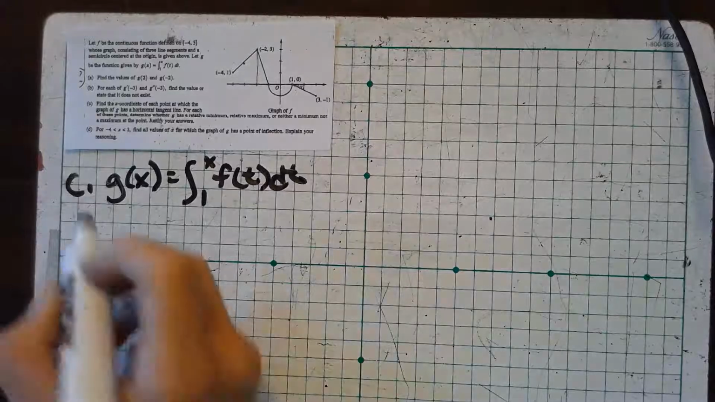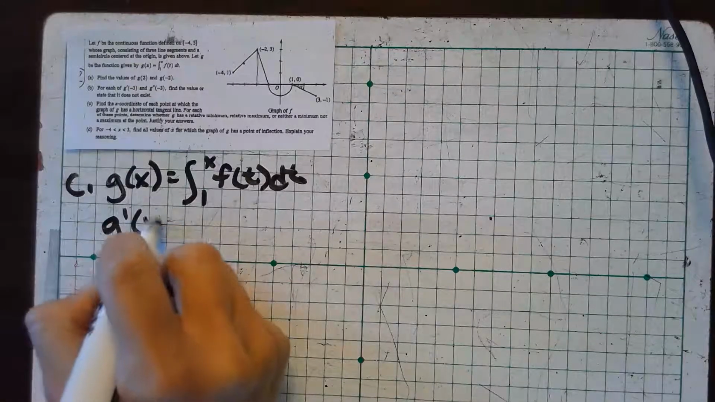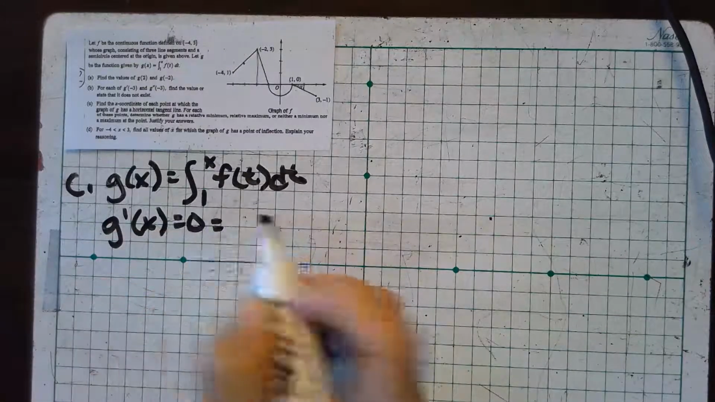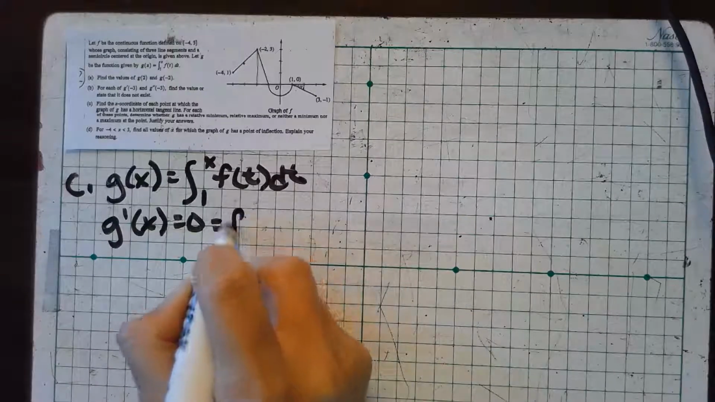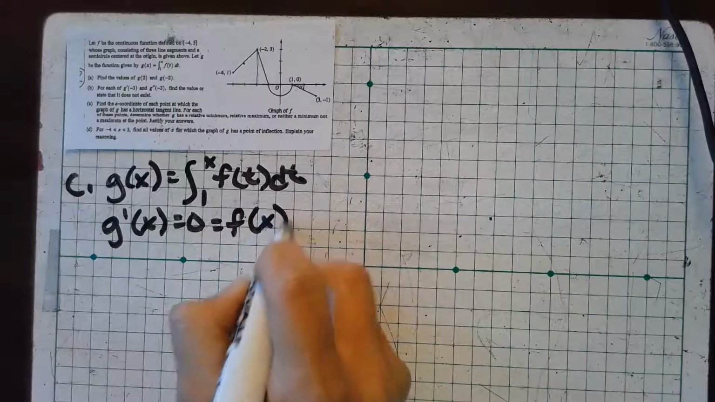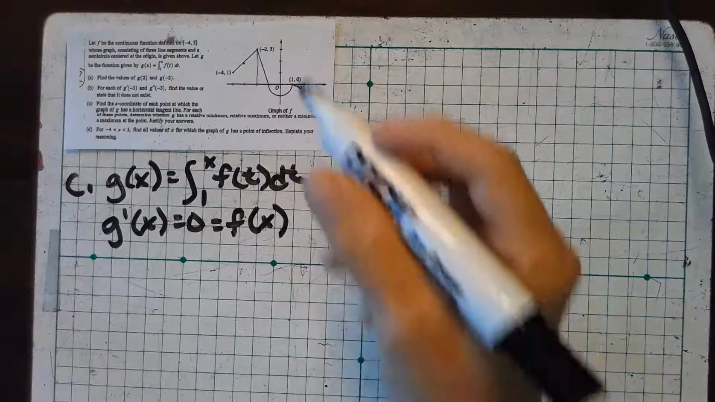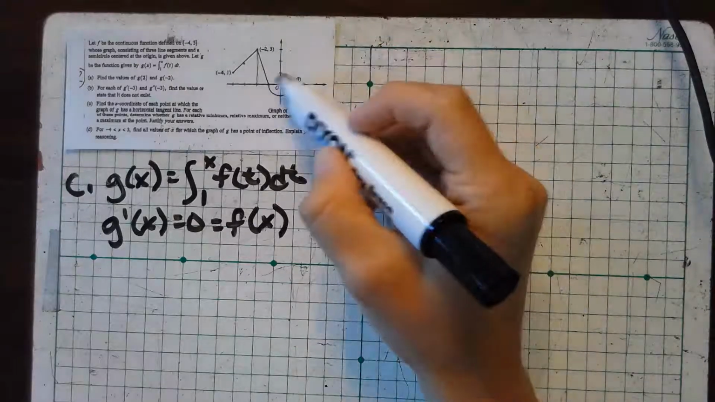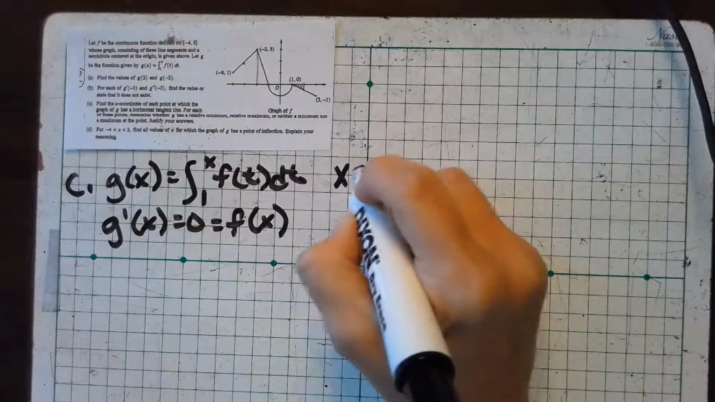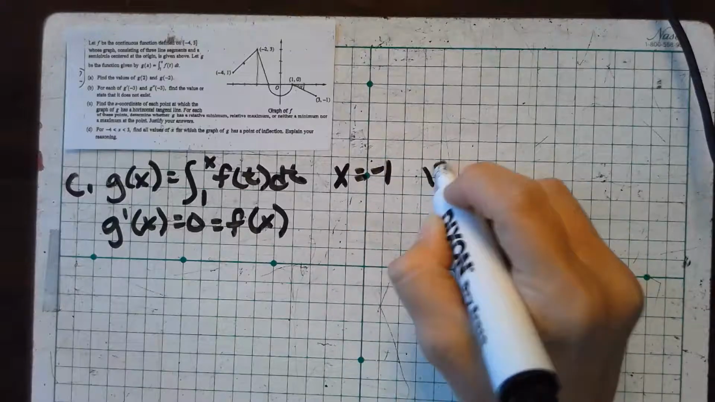Okay, where does it have a horizontal tangent? Well, it's when G prime equals 0. On the other side, we said G prime is just f of x. So it's basically where f of x equals 0. We'll look at our graph. Where does f of x equal 0? At x equals negative 1 and at x equals 1.